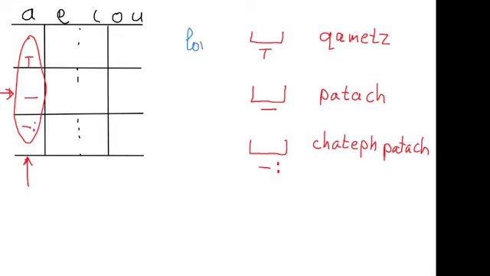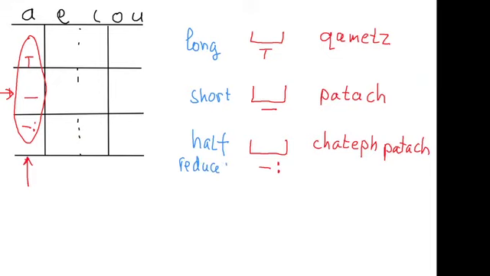This is long. This is short. And this is half, or reduced, is another word. For the A sound, we have in general three markings. How do you write them? Well, let's do this below here with green.